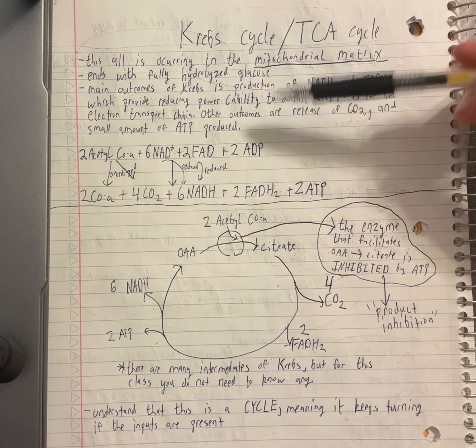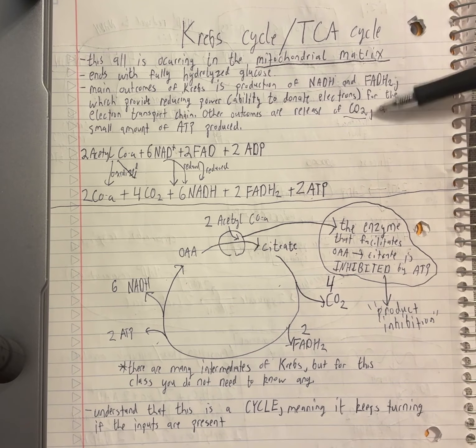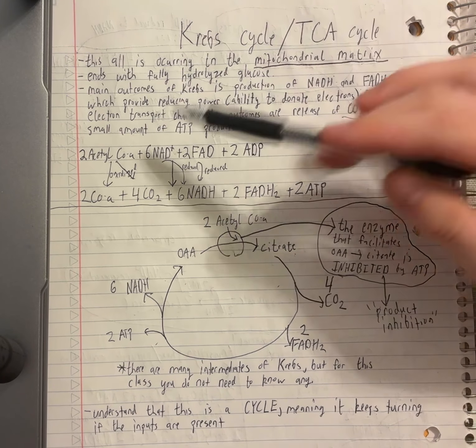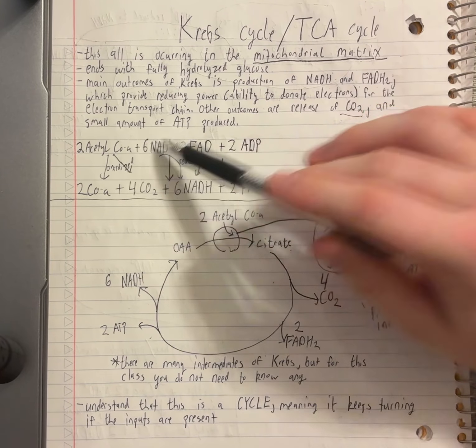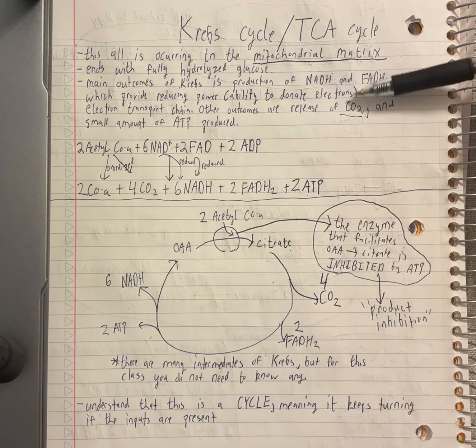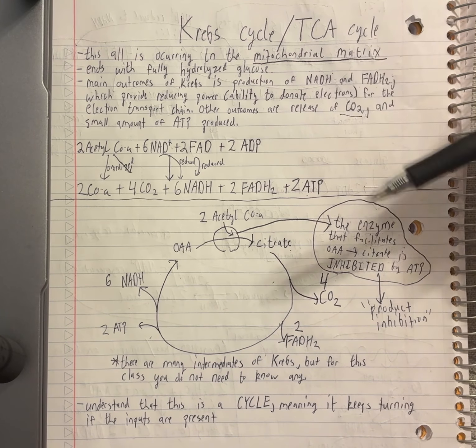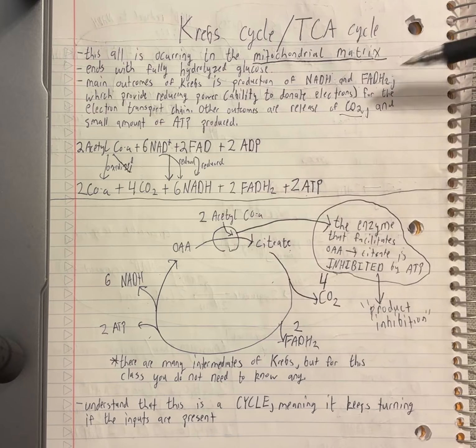The other big outcomes: this is where the most CO2 is going to get released as a waste product. And we are also going to generate a small amount of ATP here. And when I say a small amount, I am talking relative to the last step in cellular respiration, which is the electron transport chain and chemiosmosis. But we are going to get a little bit.